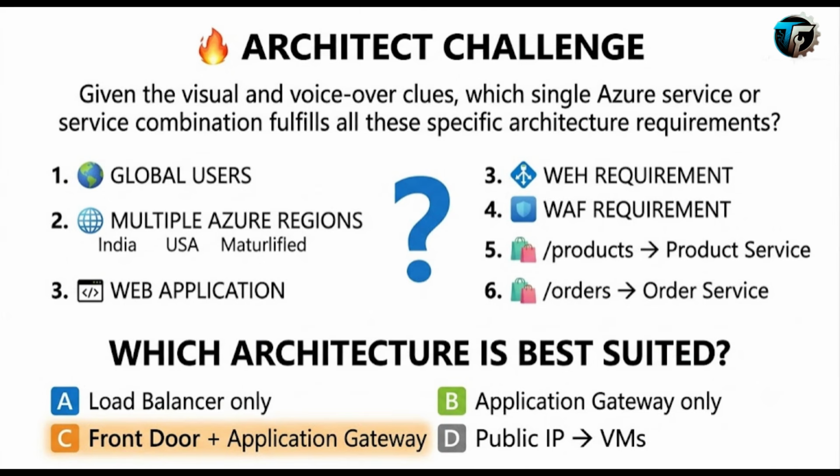Remember the golden rule. Load balancer distributes network traffic. Application Gateway understands web traffic. Front Door thinks globally.